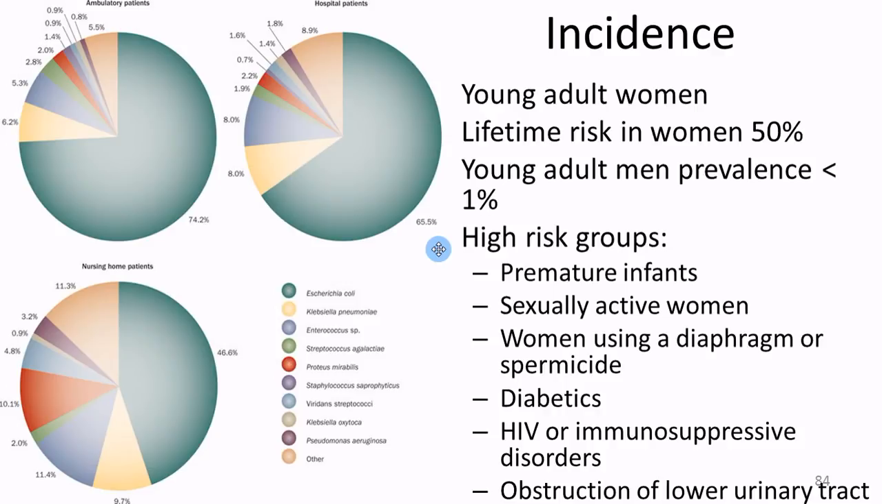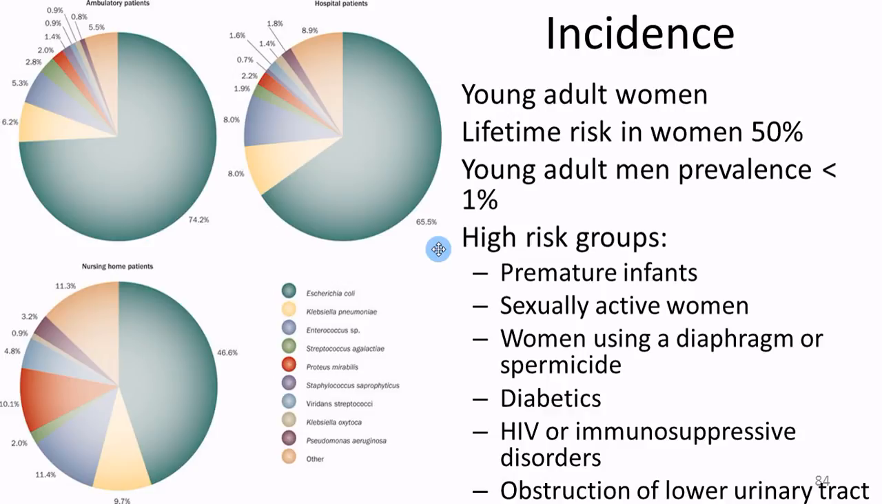When you look at the incidence, it usually happens more often to young or adult women. The lifetime risk of a woman getting a UTI is about 50%. In fact, I would almost bet that it's higher than that. But a lot of times UTIs are asymptomatic, so they don't even know they had the infection. The body just deals with it. In young men, it's less than 1% chance of getting it. So there's a huge difference between male and female, and you'll actually see why in the next slides.